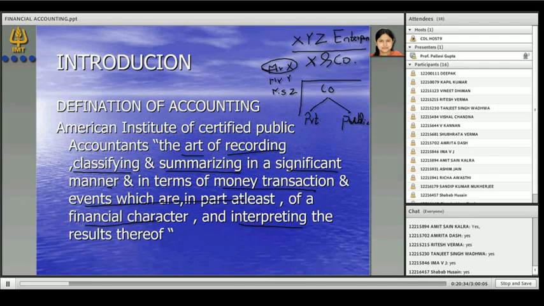Now this business is formed, XYZ Enterprise. Now this business is dealing in cloth. So you started the business, you start doing the business. What would be your daily transactions? Can you think of a few of the daily transactions which will take place?